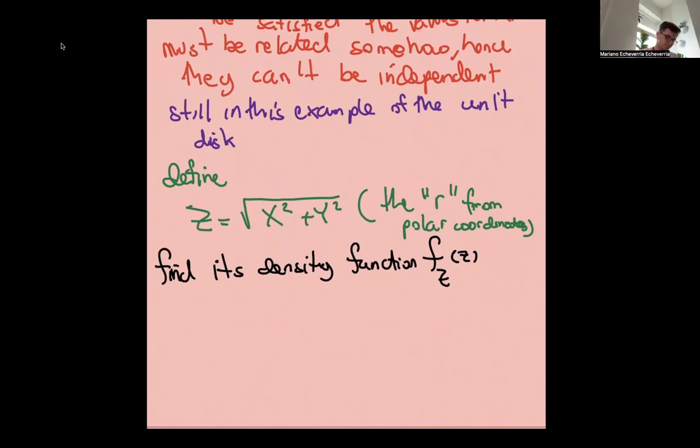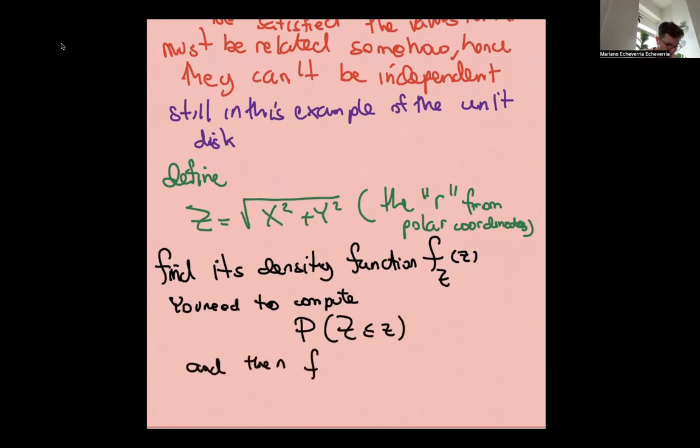Remember, how do you find a density? You need to compute the probability that the random variable is less or equal to some value, and then the density f of c is the derivative of this probability with respect to the variable. Is that okay? So in order to find the density of a random variable, you always start here, which is sometimes called the distribution function of the random variable. It's not a name that I have used too much, but that's how it's called.